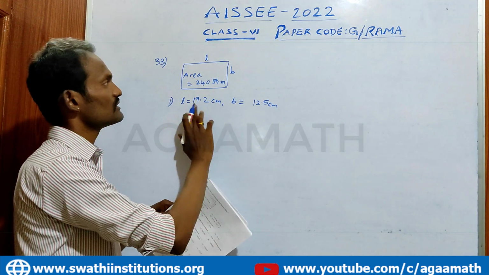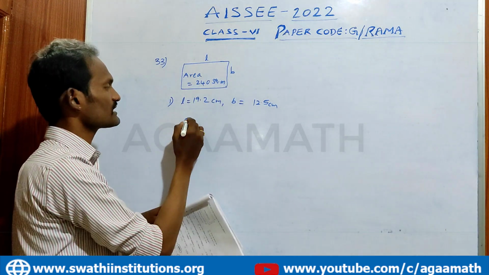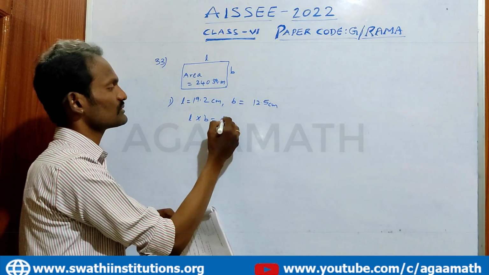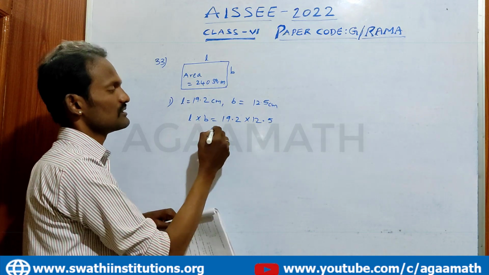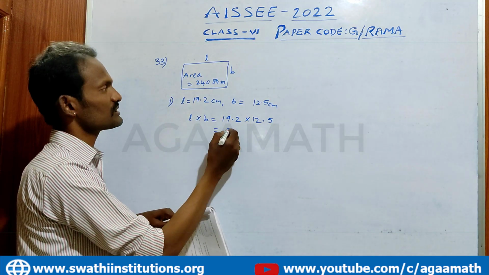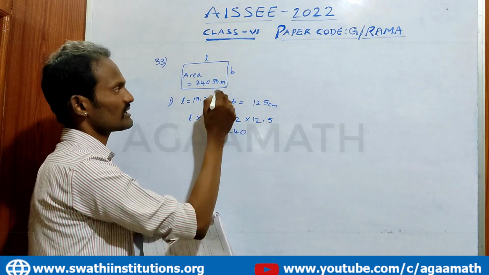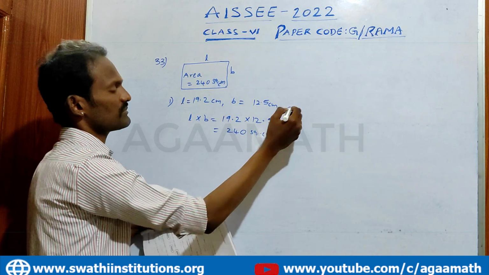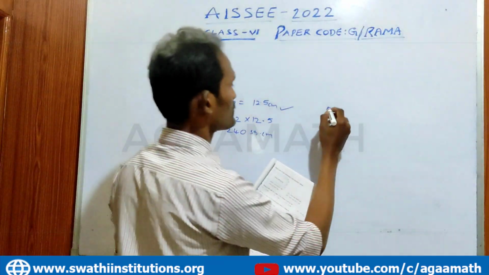So what is the shape? Rectangle. So area of a rectangle means length times breadth, which equals 19.2 times 12.5. If you multiply this, you will get 240 square centimeters. So this is right, but here we want the incorrect option. So now I go to the second option.